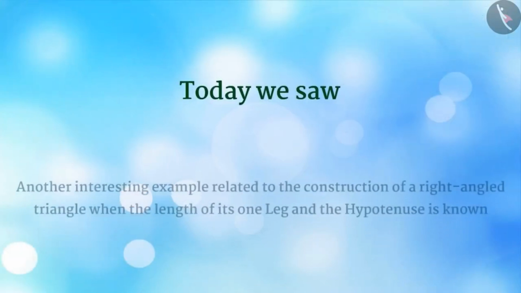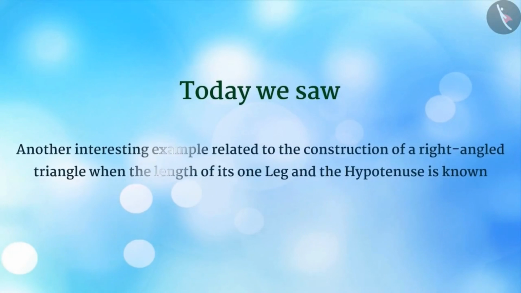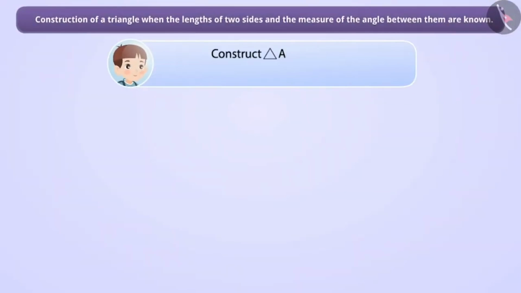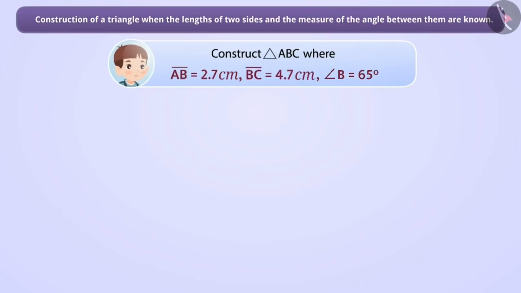Today we saw another interesting example related to the construction of a right-angled triangle when the length of its one leg and the hypotenuse is known. Rahul has to construct a triangle ABC. In triangle ABC, we are given that the length of the side AB is 2.7 cm, the length of side BC is 4.7 cm and the angle B measures 65 degrees.